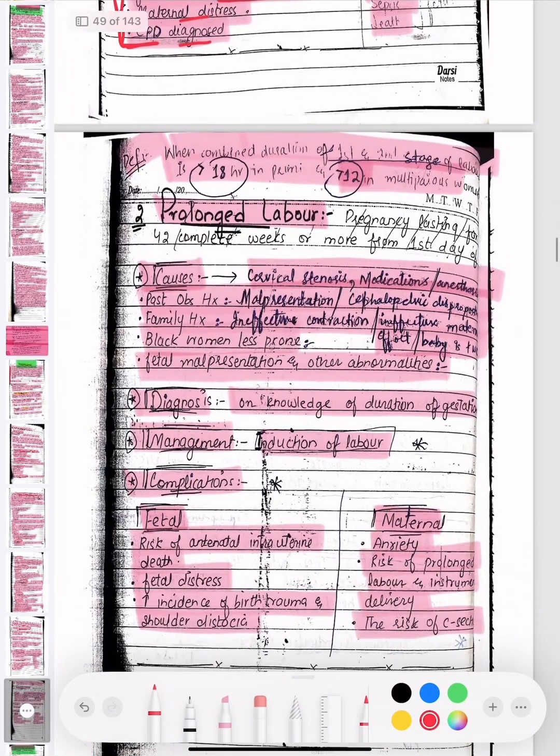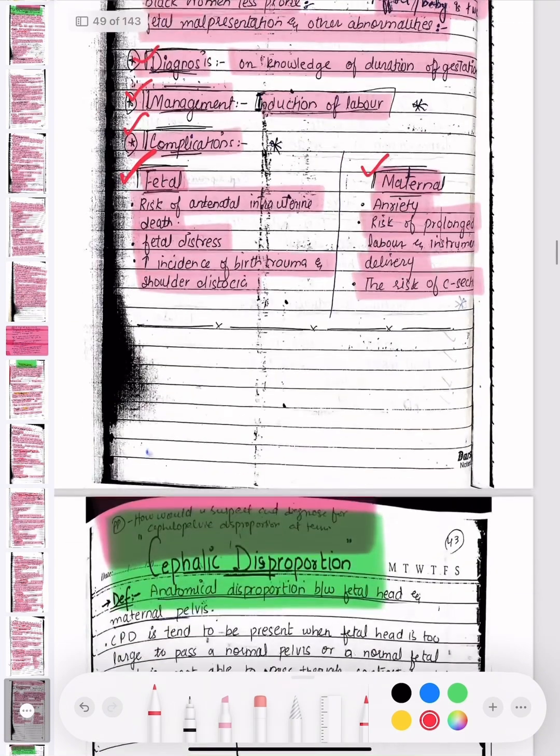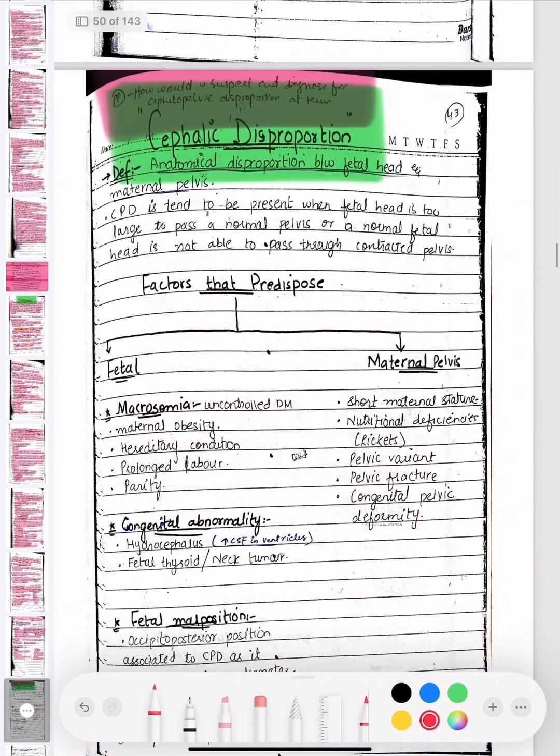Then we discuss prolonged labor: the definition, the causes, the diagnosis, the management, the complications, the fetal and the maternal complications. So we have discussed abnormal labor. In abnormal labor, first we discuss obstructed labor and then prolonged labor. Now we will be discussing cephalic disproportion.